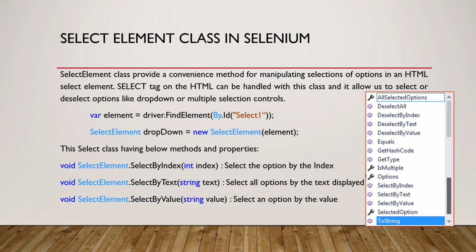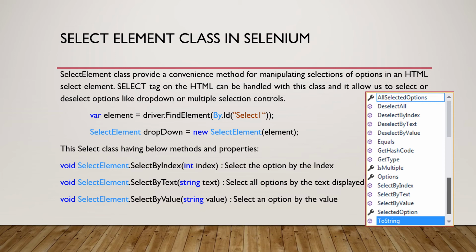For other controls, we need to understand the Select element class in Selenium. So what is the Select element class? The Select element class provides convenience methods for manipulating selections of options in an HTML select element. The select tag in HTML can be handled with this class, and it allows us to select or deselect options like drop down or multiple selection controls.